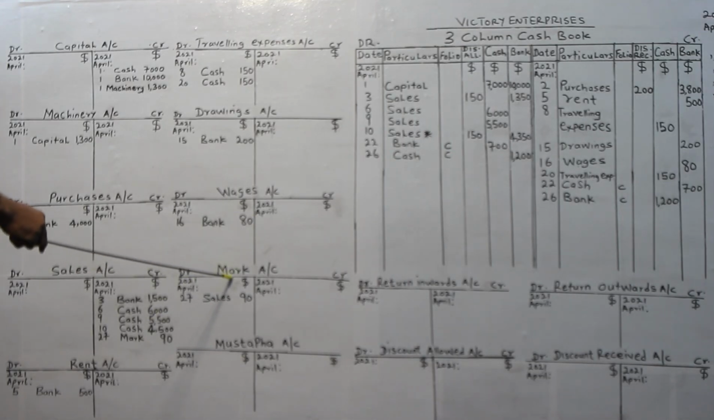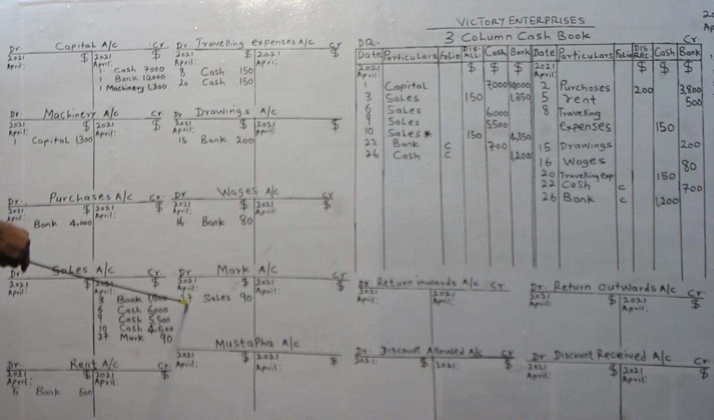So we debit Mark with $90 goods received from the sales account on 27th April 2021. While the sales account, representing our salesperson, is credited with $90 goods sold to Mark on April 27th, 2021. In this transaction, sales is the giver while Mark is the receiver. Accordingly, Mark is debited with sales.